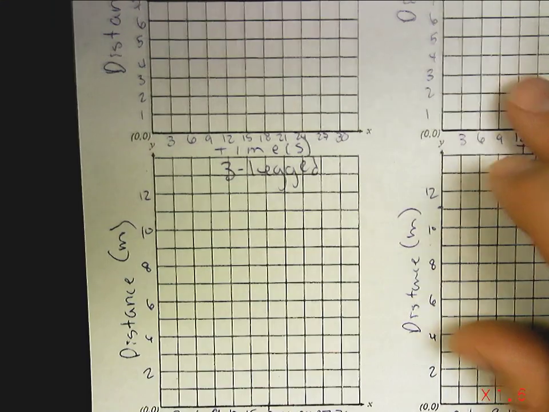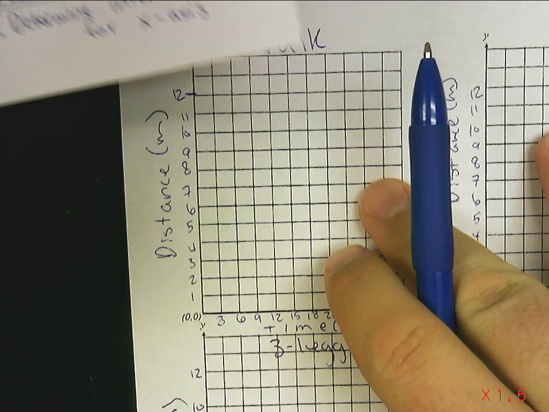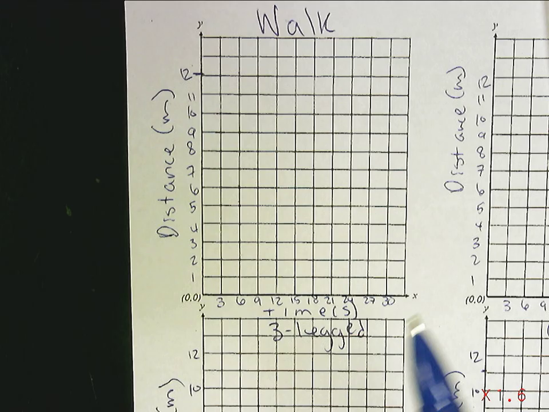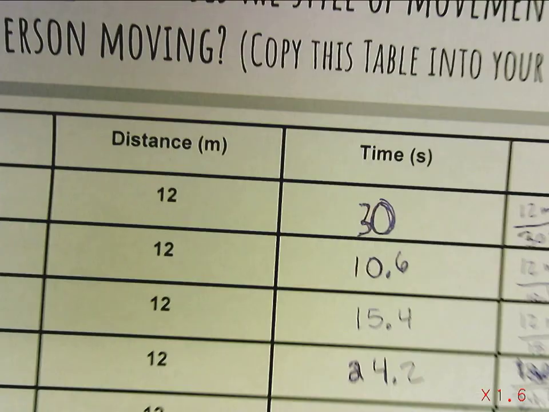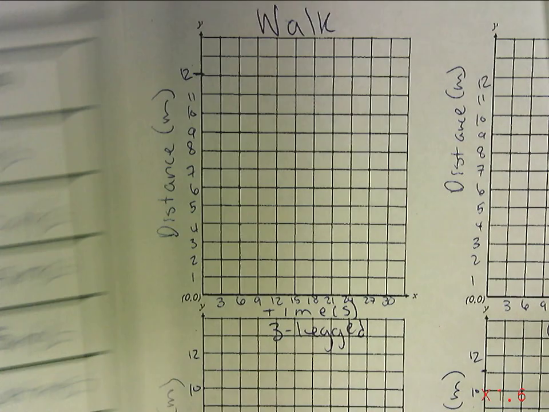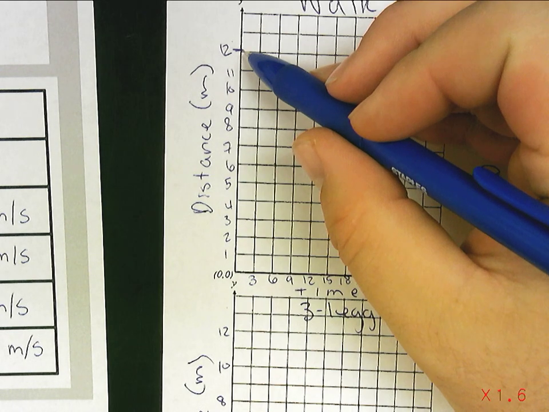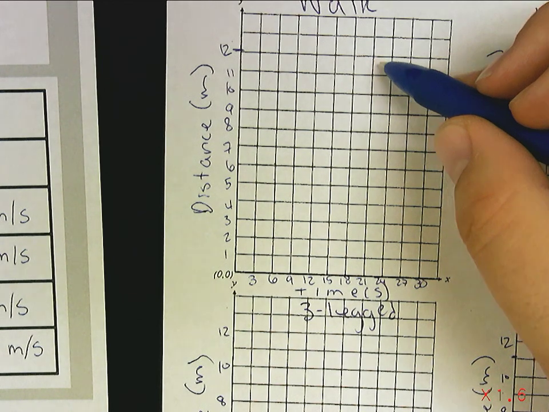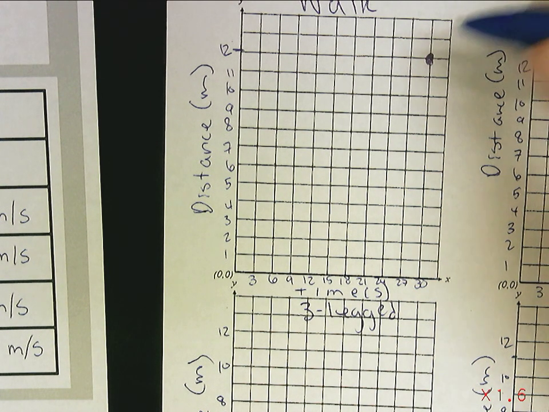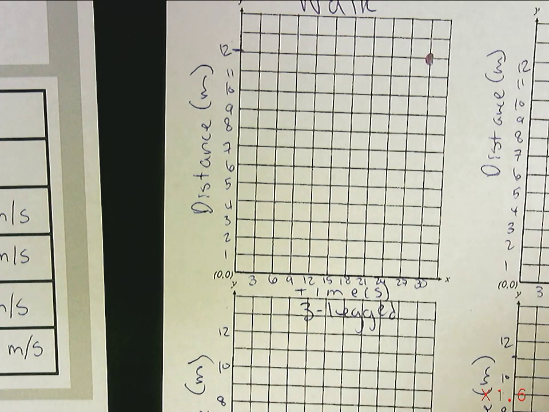Okay, here we are. So now we're on to graphing the walk data. All right, so step 4 is plot your data. So for walk, it was 12 meters in 30 seconds. Okay, so I go up on the left-hand side, find 12, bring it over to 30 seconds, and I make a circle. Okay, there's my data for walk.